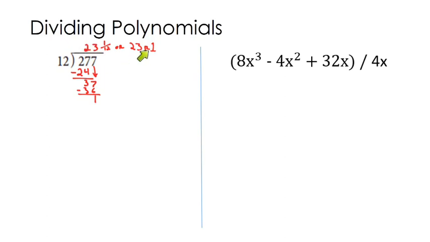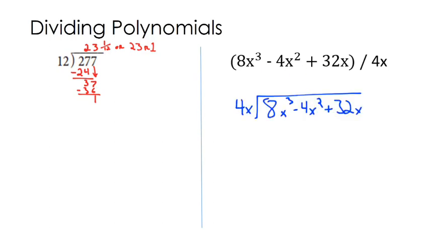Now I want to be aware of both of those representations of our answer, because we might see both of those with our polynomials over here. So now we're going to do this example just like we did the problem over there on the left. I've set up our division, and now I'm saying, okay, what's 8x cubed divided by 4x? In other words, 4x times what gives me 8x cubed?